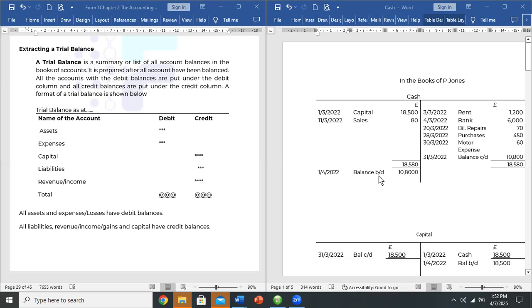So you see, for the balance brought down, the BD, if it's at the debit side, the account has a debit balance. But for the CD or carry down, if it is on the other side, you go the opposite of it. So if the balance CD is at the credit, it means the account has a debit balance. That is how you can know your debit and credit balances from the account.